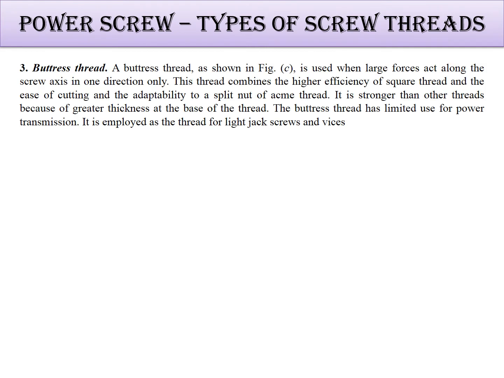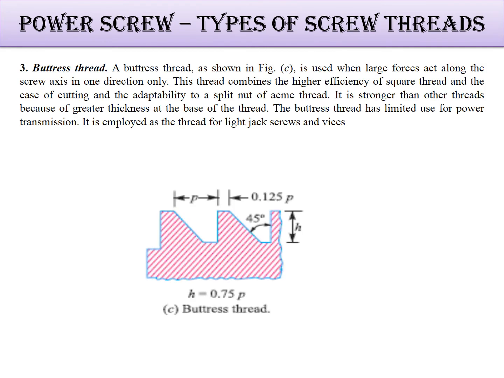Now the next thread is the Buttress thread. Just see this thread. I think we have already seen this thread in the screw threads also. This is in one direction only. It can provide a force in one direction. It is made in this way only. It is stronger than other threads and gives greater thickness at the base of the threads. So its efficiency is high, but it can be used in one direction only. That's why.